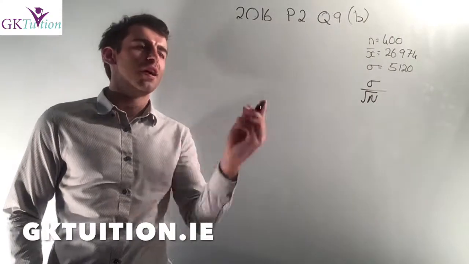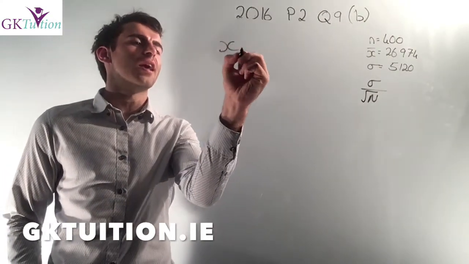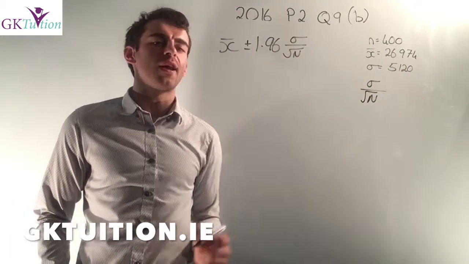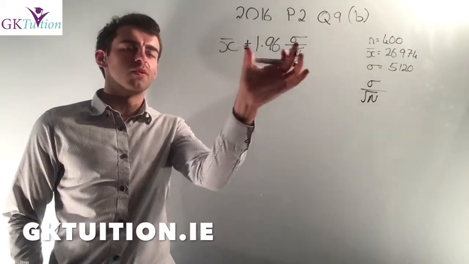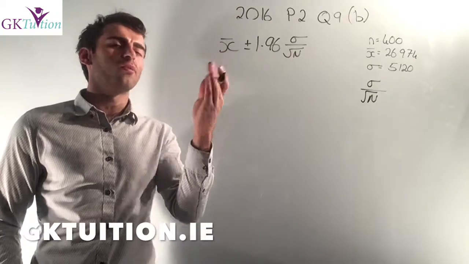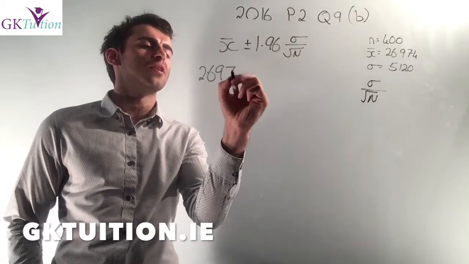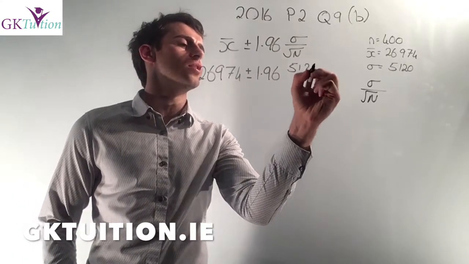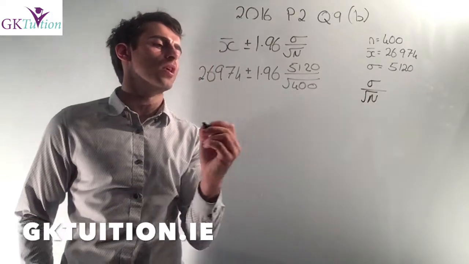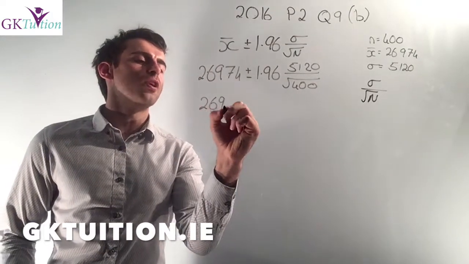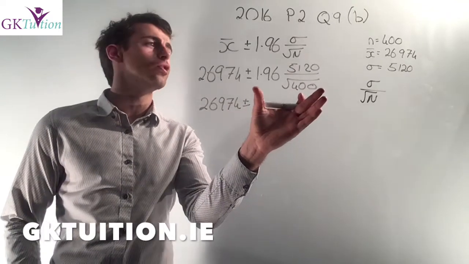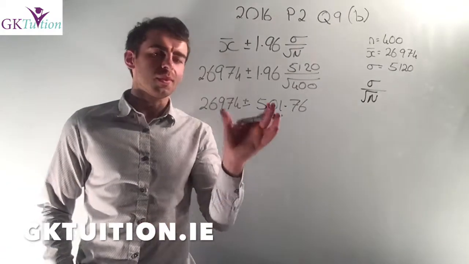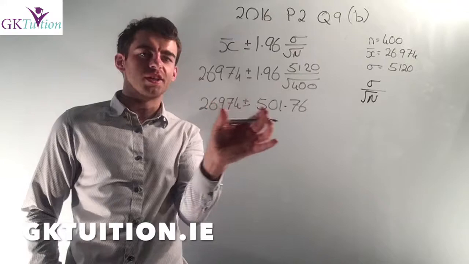Once you've identified that, we know the formula for a confidence interval is x bar plus or minus 1.96 times sigma over the square root of n. So let's just sub in our figures and then we'll consider what this formula actually means. So x bar was the result of my sample, which is 26,974, plus or minus 1.96 times the standard deviation divided by the square root of the sample size, which is 400. If we just plug the right hand side into our calculator, it works out as €501.76.